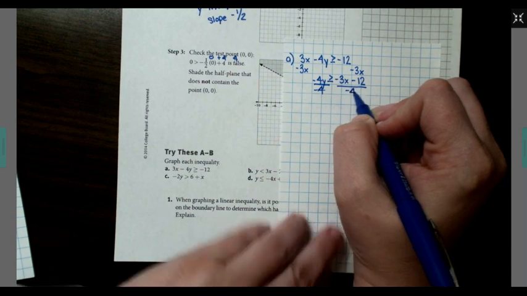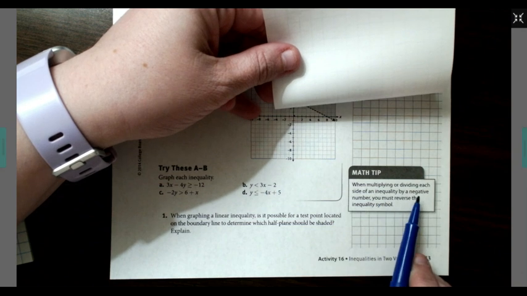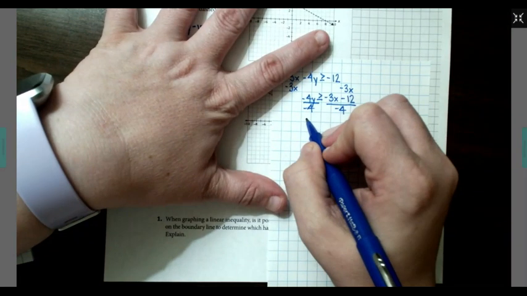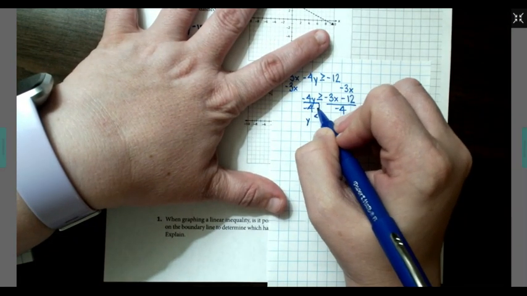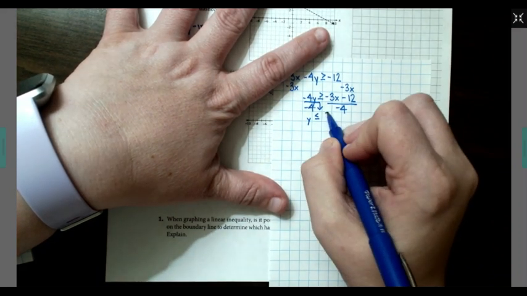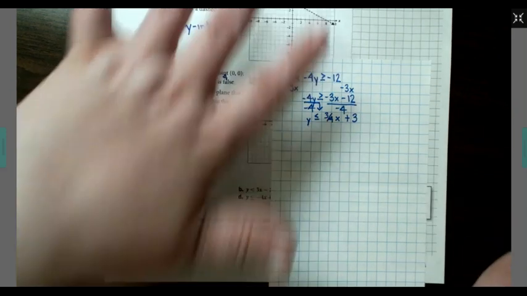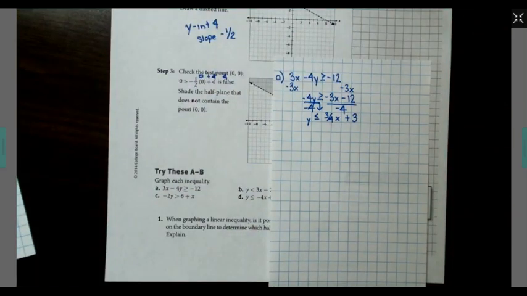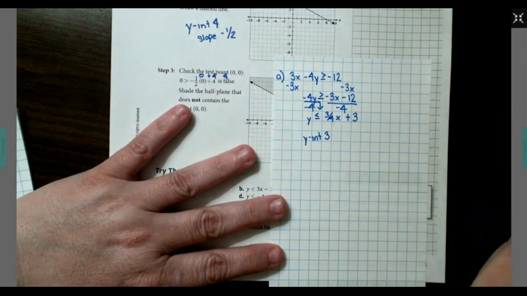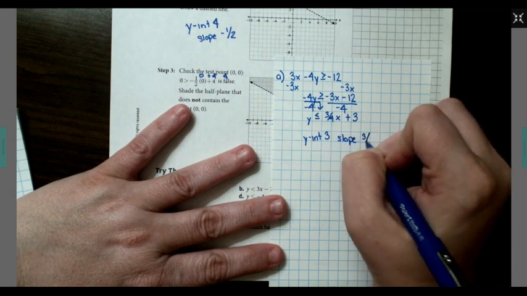But I want you to remember this tip that we just read. When multiplying or dividing each side of an inequality by a negative, you must reverse your inequality symbol. So when we do this, my symbol is going to change directions. It's now going to become less than 3/4 x, and this is going to say plus 3. So we have a y-intercept of 3. We have a slope of 3/4.